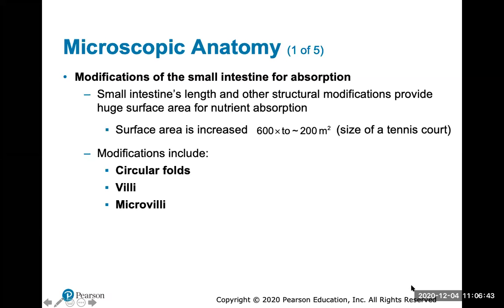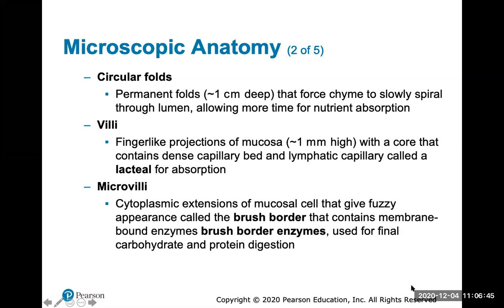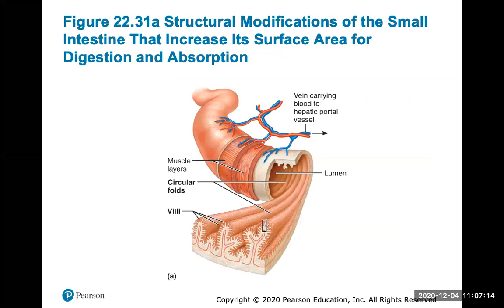Modifications include circular folds, villi, and microvilli. And your quiz includes some of this if you're still listening. The circular folds are permanent folds that force chyme to slowly spiral through the lumen, allowing more time for nutrient absorption. A villus is a finger-like projection with a core that contains a dense capillary bed and a lymphatic capillary called a lacteal for absorption. And microvilli are like a fuzzy brush border that contains membrane-bound enzymes used for final carbohydrate and protein digestion.